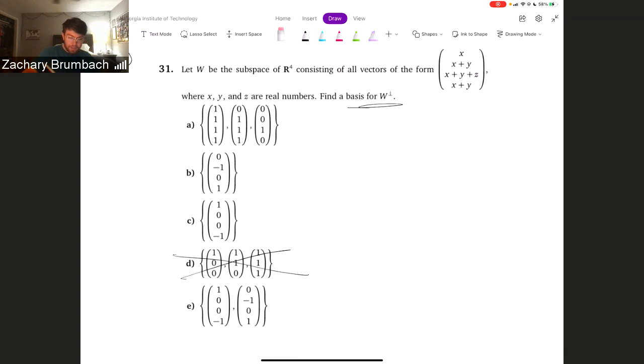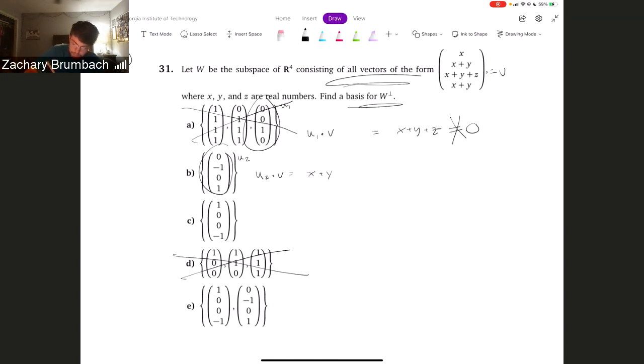For the first one, you can pick any one of these. Let's pick this one. This dot with this, we'll call this v. Call this u1. u1 dot v is equal to x plus y plus z. Okay, and this is for all vectors. So is that always equal to 0? Wrong. For the second one, we'll call this vector u2. u2 dot v is equal to x plus y times 1, or negative 1 plus x plus y. So that's pretty clear that that is equal to 0, and that is your answer.